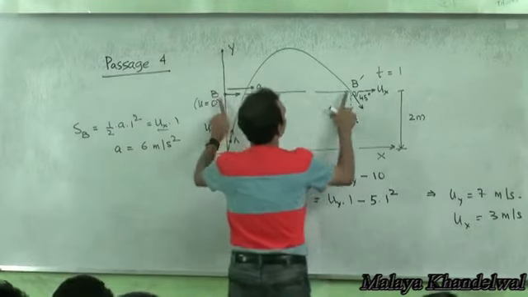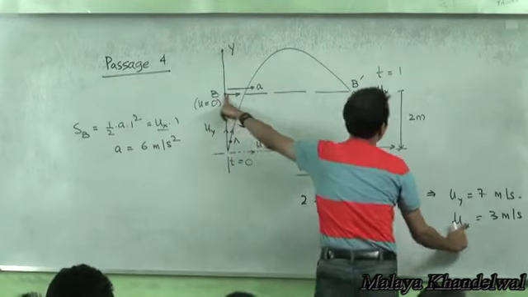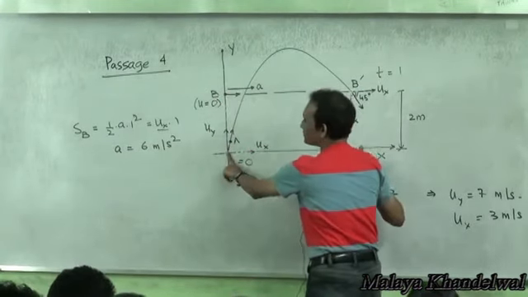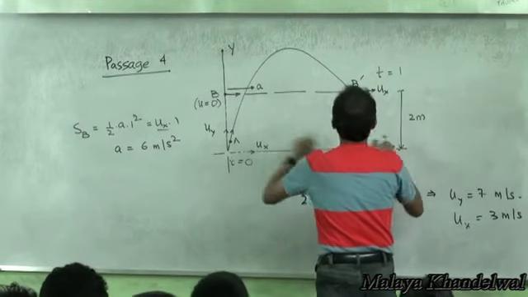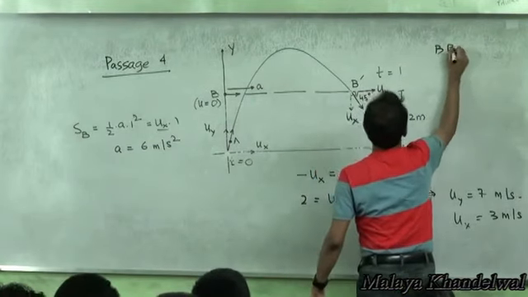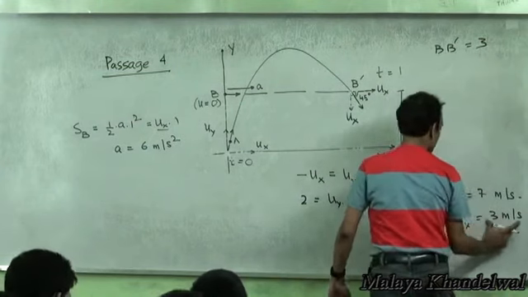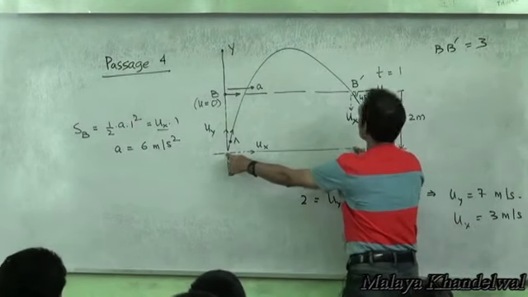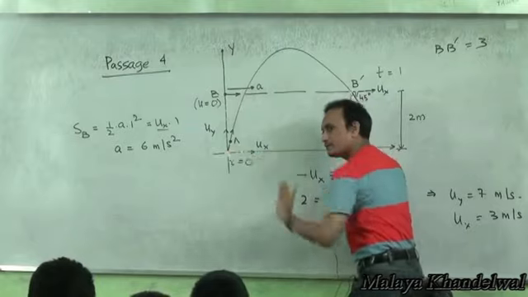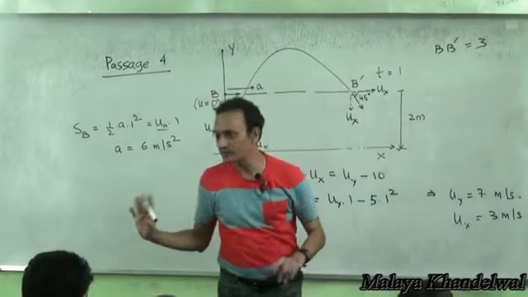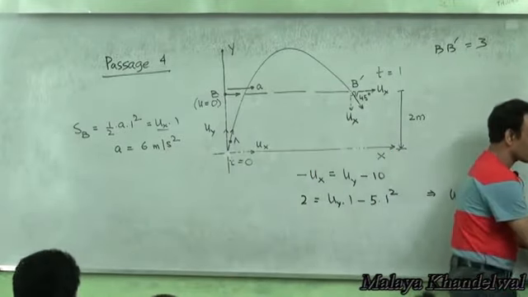Now, very clearly, BB prime is like ux acting for 1 second. So BB prime is 3 meters. Do you realize that BB prime is 3 meters? It's 3 meters per second, so in 1 second the horizontal displacement would be 3 meters. So BB prime I know is 3 meters.